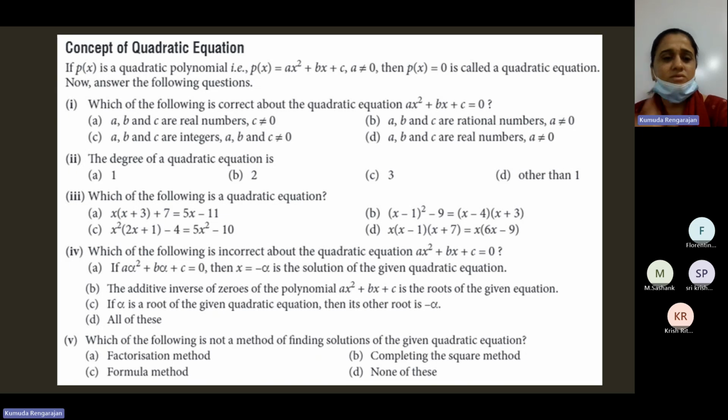Okay, this is more theoretical, so let's just do this together. If p of x is a quadratic polynomial, ax square plus bx plus c, a not equal to 0, then p of x equal to 0 is a quadratic equation. If the quadratic polynomial is equated to 0, it's called a quadratic equation.